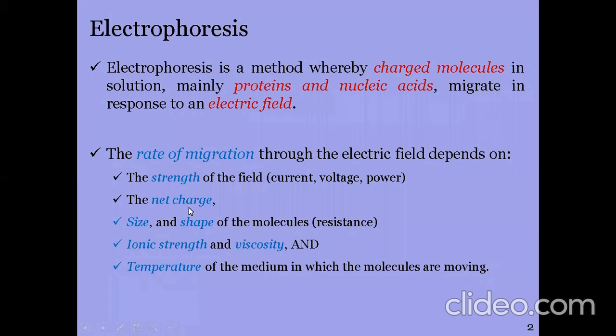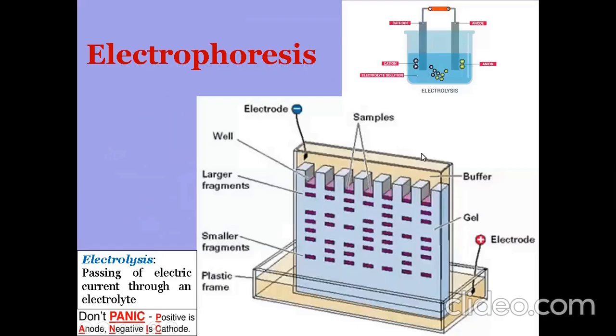The net charge will also affect the rate of migration. Similarly, size and shape of the molecules also matter. Ionic strength and viscosity also matter. Similarly, the temperature of the medium in which the molecules are moving matters. If the temperature rises, it affects the electrophoresis.